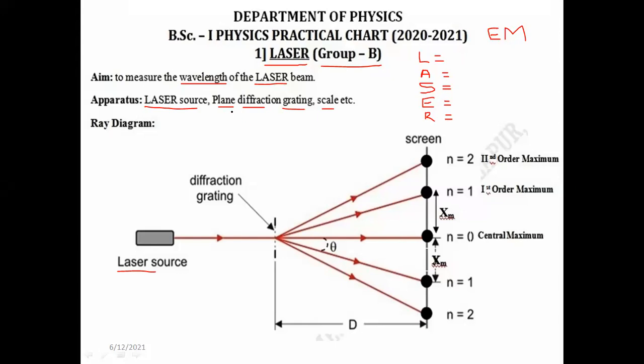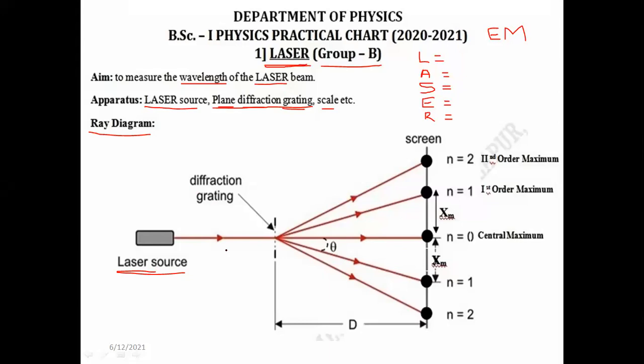And after that, I have discussed with you the properties of plane diffraction grating. Initially, what is diffraction, and after that, plane diffraction grating. So if you move towards the ray diagram of this experiment, the first component from the left hand side is the laser source. Always write laser like this, capital LASER, all caps. Then the second one is the diffraction grating.